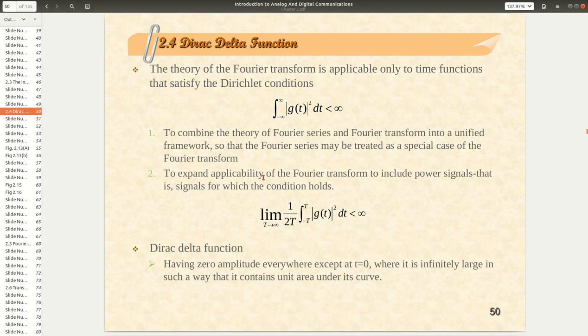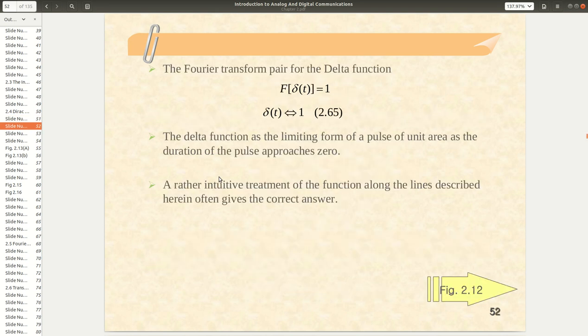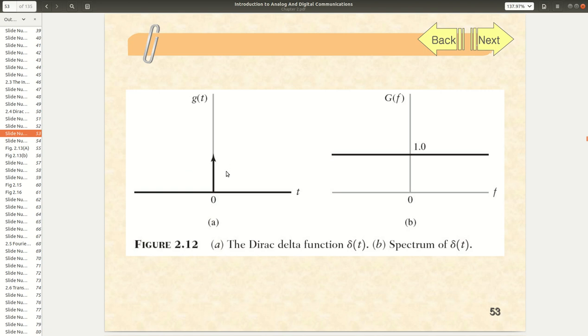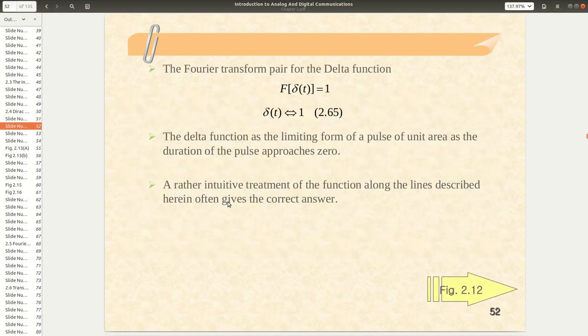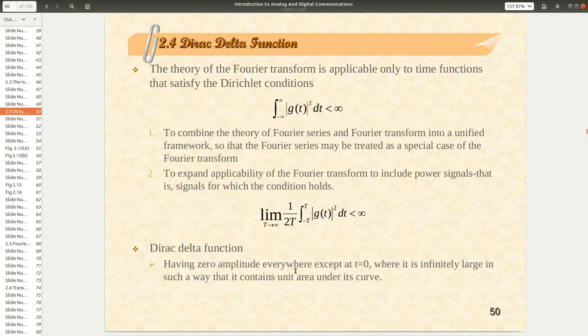So here, this is what he said. Another thing, I will skip the definitions here, and the one that I said in the beginning, that if you have a signal. Let's speak about the Dirac delta function. The Dirac delta function means that I have a value at zero only. So I have a value at zero.